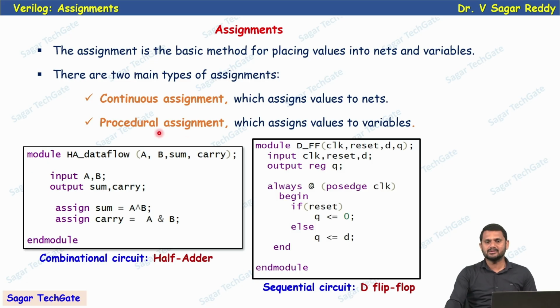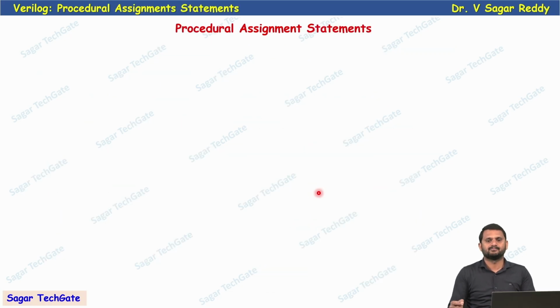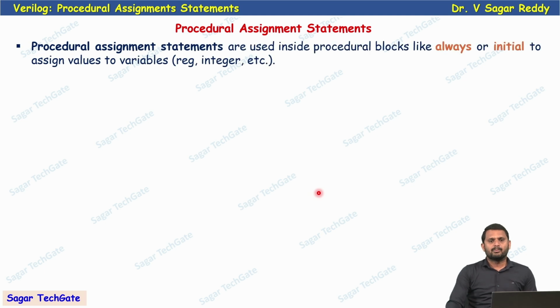We use these statements always in a procedural block like always and initial. This is a simple example where we use a continuous assignment and a procedural assignment. Continuous assignments are used in data flow modeling, whereas procedural assignments are used in procedural blocks like always and initial, especially in the behavioral modeling of Verilog. Procedural assignment statements are used inside a procedural block like always or initial to assign values to a variable.